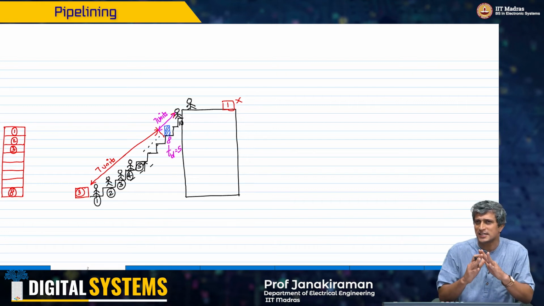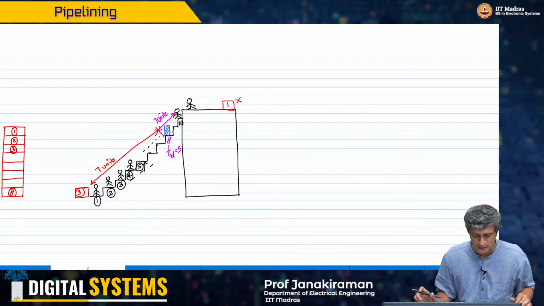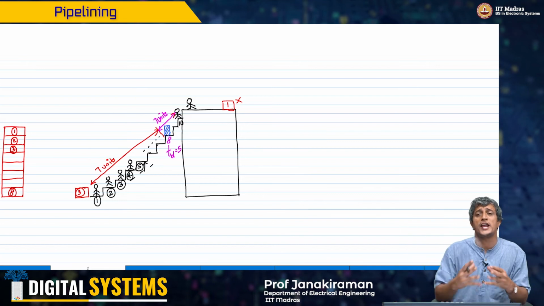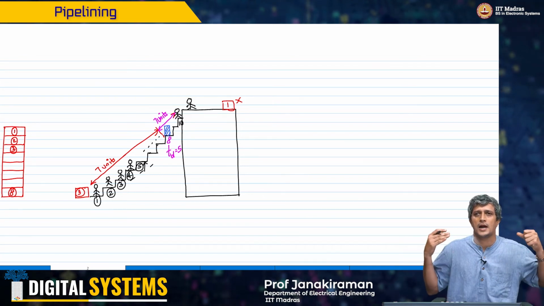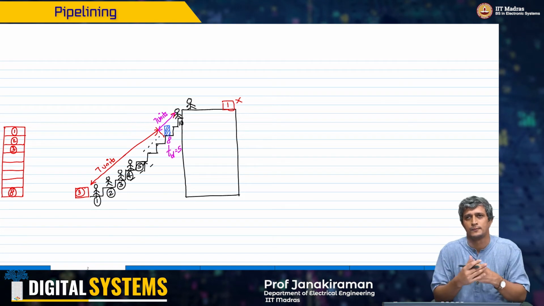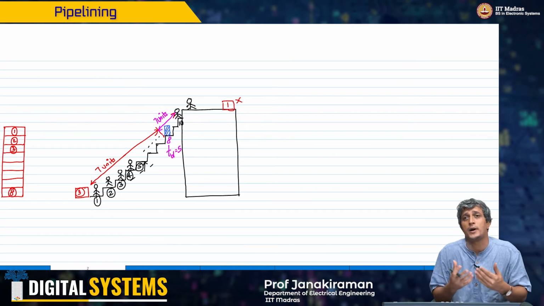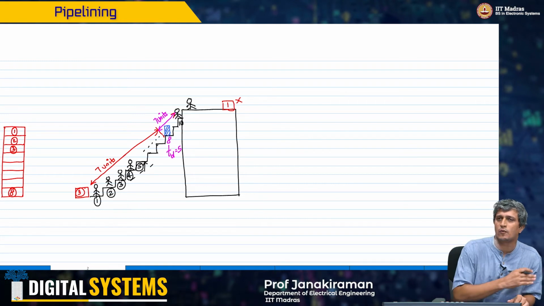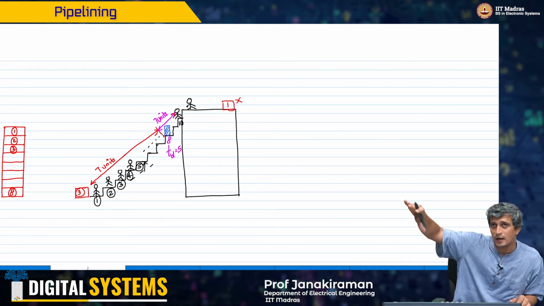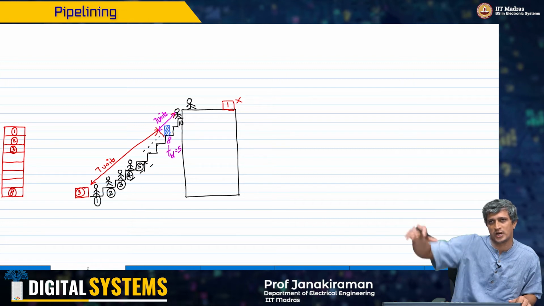So this is again just an intuitive picture, right? Now you could take this further, right? I could break the pipeline into 3 parts, into 4 parts, into 5 parts, all the way even up to 10 parts. Okay.